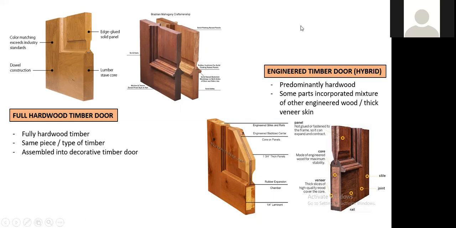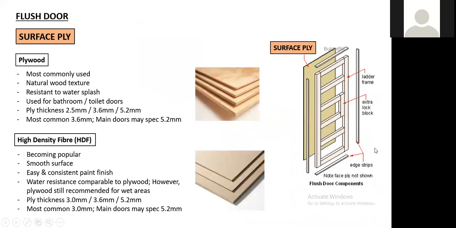Okay, another type is the engineered timber door, which is hybrid. The main material for this door is still hardwood. Some parts of the doors are incorporated with a mixture of other engineered wood and also a thinner skin. So for example, if you compare this one and this one, both are still hardwood doors. Okay, but just that this one has a bit of hybrid where there are other types of timber on some parts of the door.